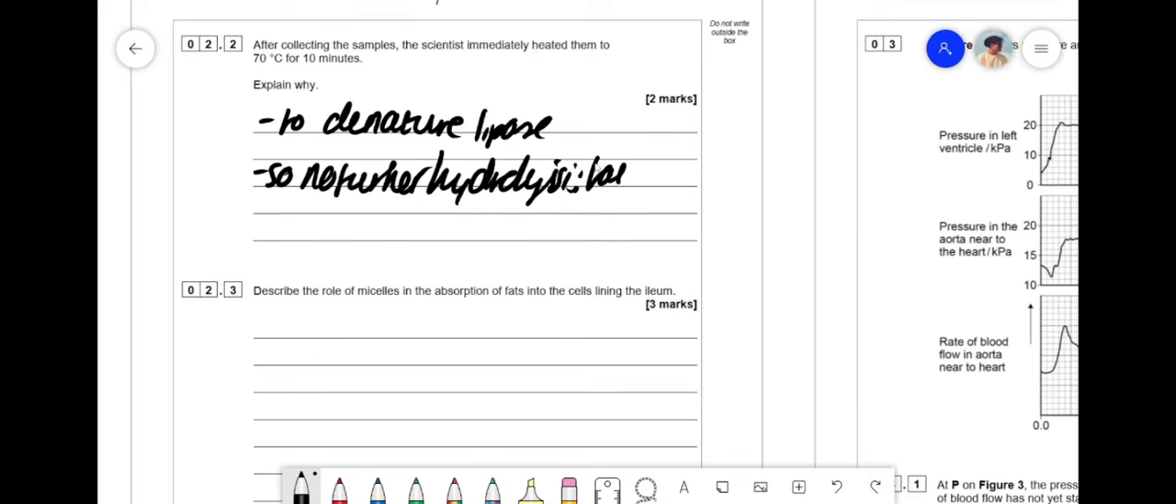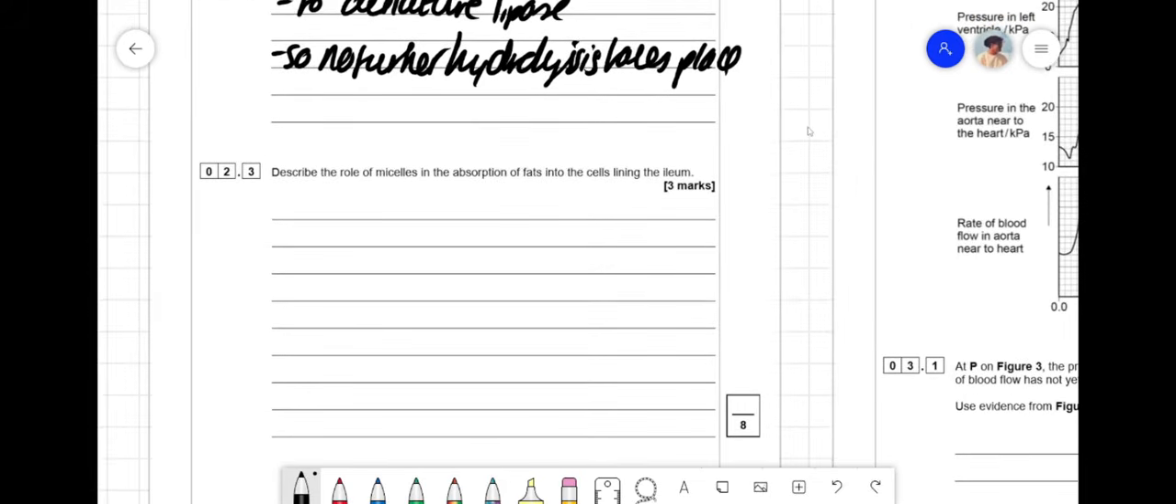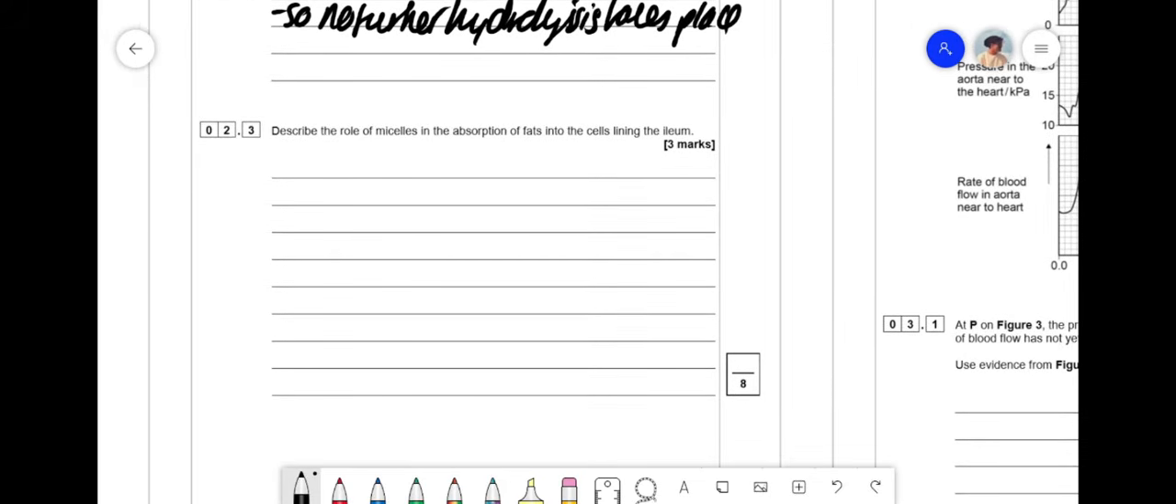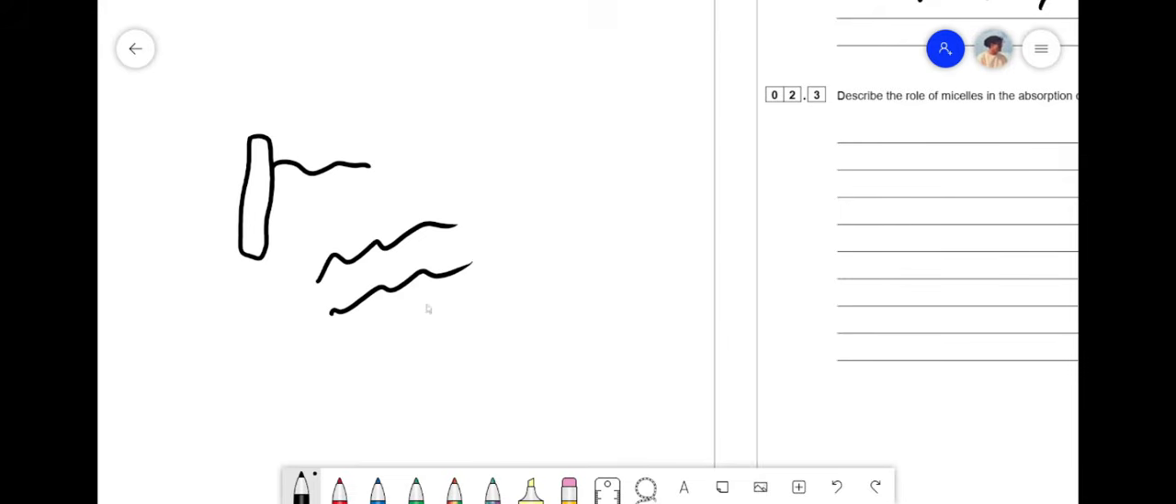Now, a lot of people will say break down or whatever. Some mark schemes accept it, some don't. We're in A level now. You've got to be saying hydrolysis instead. Now, describe the role of micelles in the absorption of fats into the cells lining the ileum. So this is something that people also do not like a lot of the time. So I'm going to just draw a quick diagram to explain what's going on. So when you break down a lipid, you make a monoglyceride and your 2 fatty acids like so.